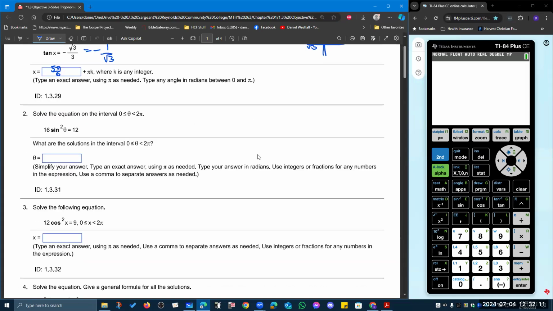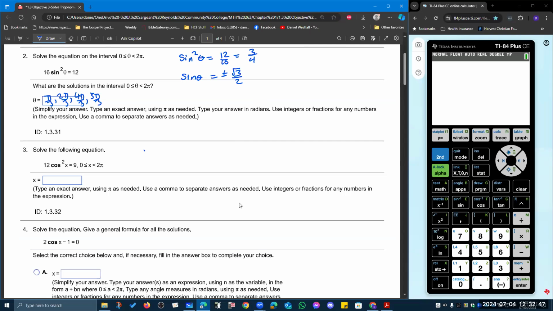Now let's go ahead and solve here. Sine squared theta equals 12 over 16. We divide by 4, that's 3 over 4. So sine theta equals plus or minus root 3 over 2. So those would be all the places with a reference angle of pi over 3. That's pi over 3, 2 pi over 3, 4 pi over 3, and 5 pi over 3 when we're between 0 and 2 pi.